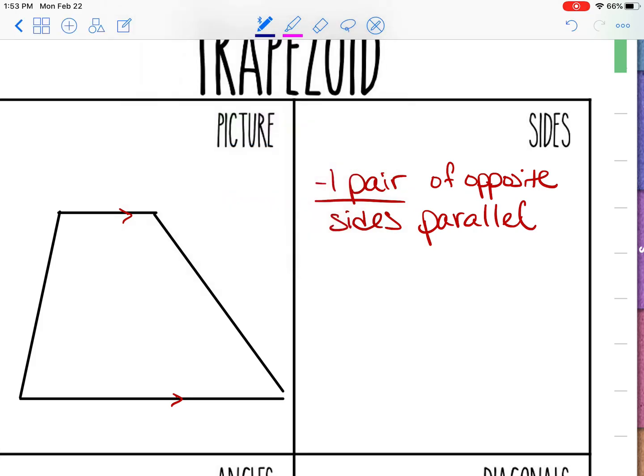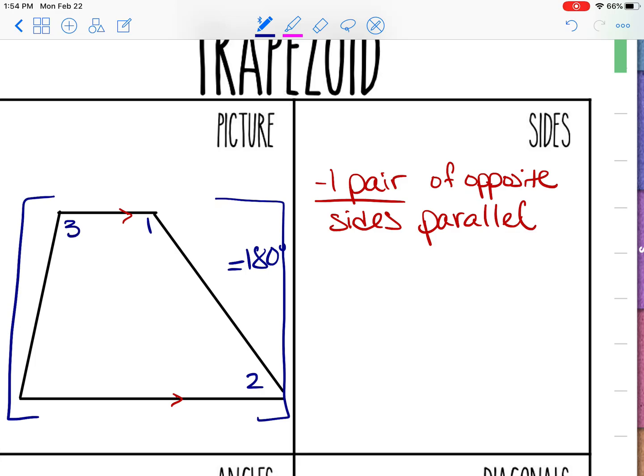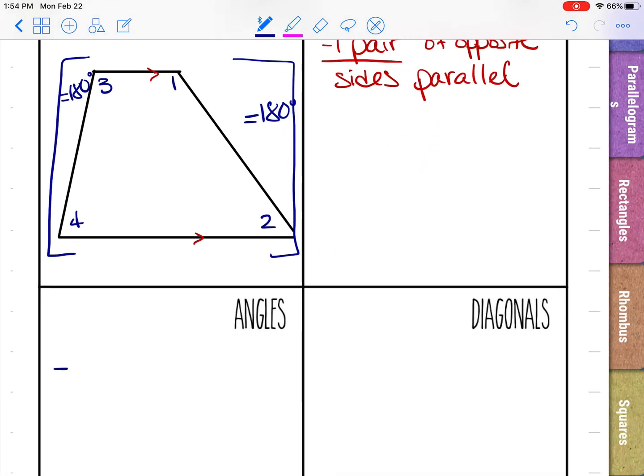The next thing we're going to talk about are the angles. On our parallelogram side of it, we talked about consecutive angles and we could go all the way around the shape. Well, we can't here. We only have 2 sets. So these 2 right here, let's call them angle 1 and angle 2, they're going to add up to 180. And we could also say 3 and 4 also add up to 180. So you only have 2 sets here. You can't go all the way around the shape. So we're going to write here we have 2 pair of consecutive angles equals 180.